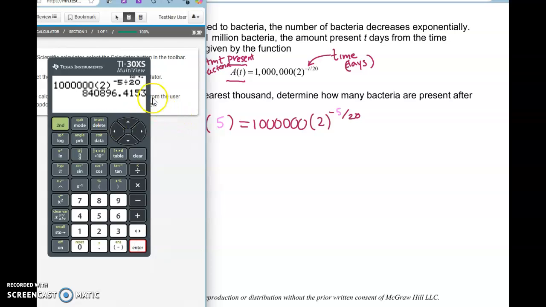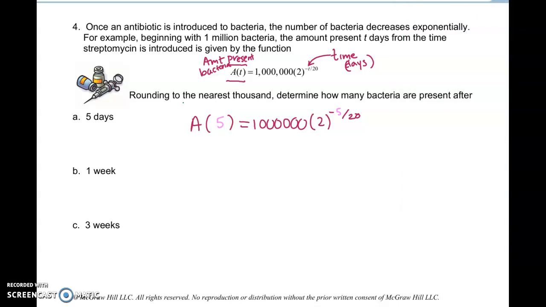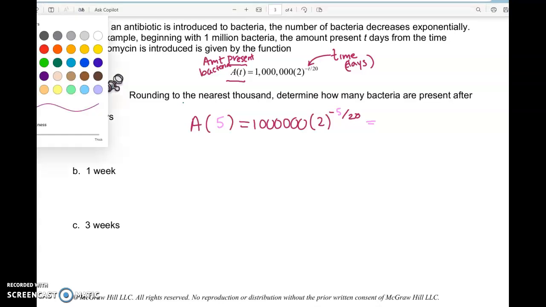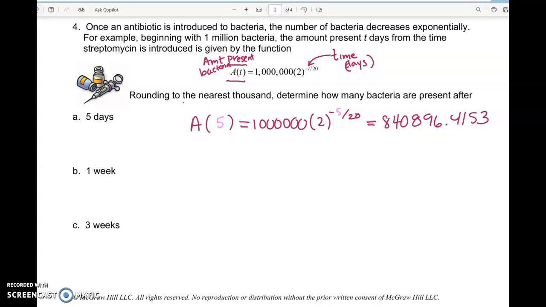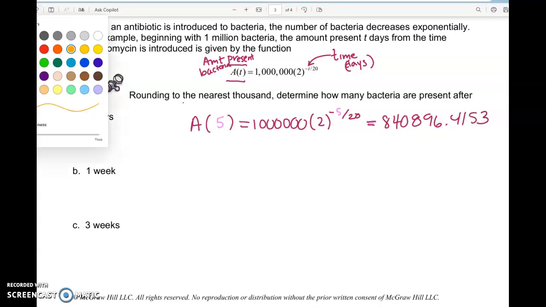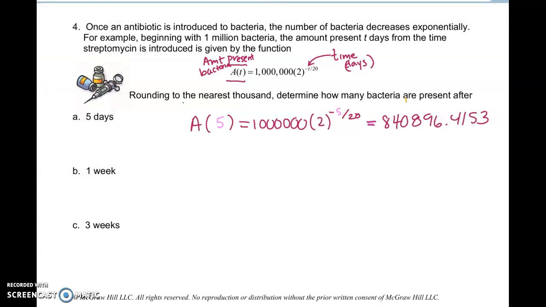And so it says round to the nearest 1,000, not thousand, but 1,000. So my answer here would end up being, well, first let me write out the number that's on the calculator screen. And then if I want to round to the 1,000 place, that is here. And so I look 1 over.